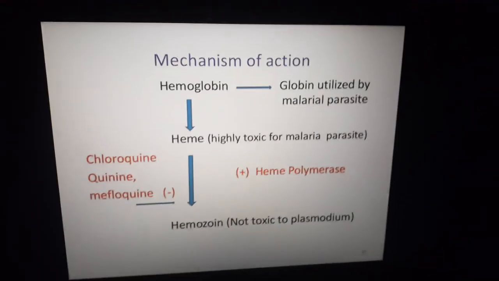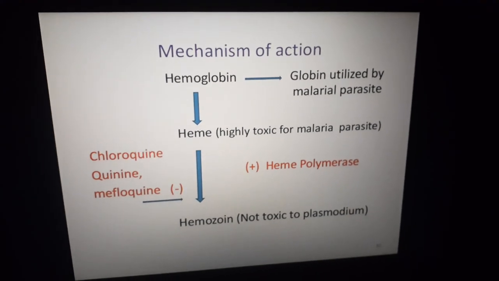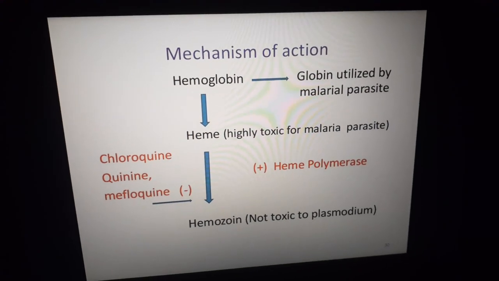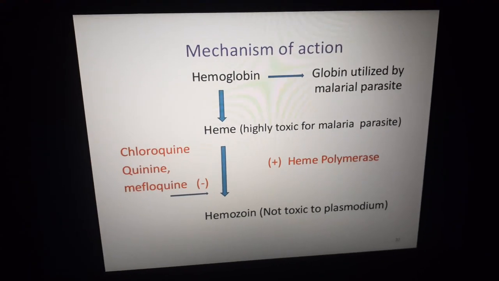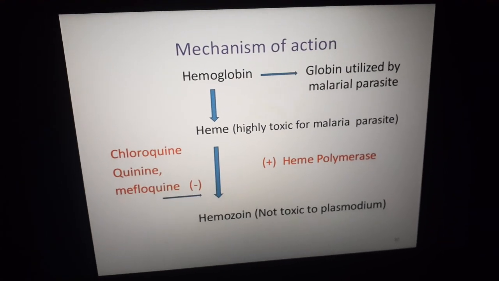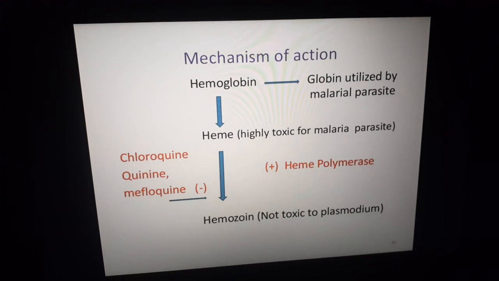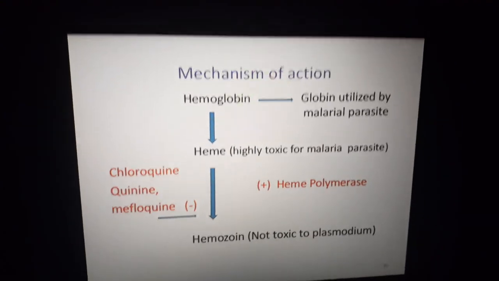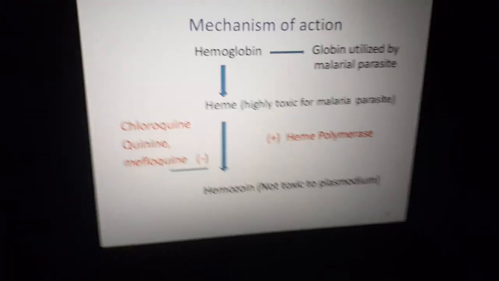The mechanism of action of chloroquine, you can remember by this diagram: hemoglobin is broken down to globin and heme. Globin is utilized by the malaria parasite, and heme is toxic for the malaria parasite, so it is converted by heme polymerase to hemozoin. But chloroquine, quinine and mefloquine like drugs inhibit heme polymerase and cause accumulation of toxic heme. You have to remember one thing, that they prevent the conversion of heme to hemozoin, leading to accumulation of toxic heme, which is toxic for the malaria parasite.